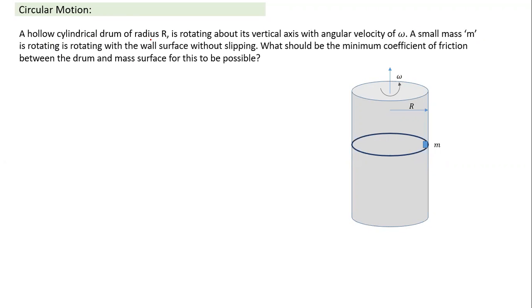A hollow cylindrical drum of radius r is rotating about a vertical axis with angular velocity omega. A small mass m is rotating. So there's a small mass m here. Just assume it is like a drum. Can you think of any real life example of a rotating drum? Where can you think of a hollow cylindrical drum rotating about a vertical axis? Has anyone seen this kind of thing?